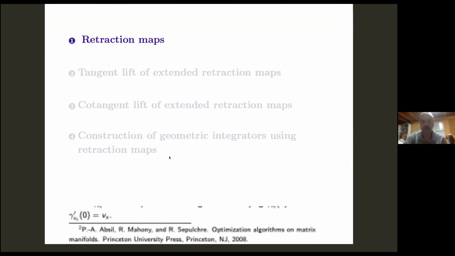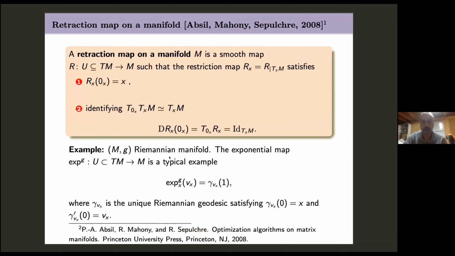Well, first, we start with the retraction map. This is a well-known concept that, for instance, appears in the book by Absil, Mahony, and Sepulchre more than 10 years ago. This is the retraction map on a manifold M. It is a smooth map verifying these two properties.